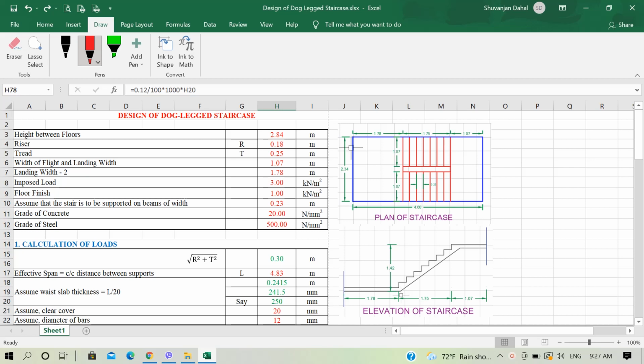Today we will look at the design of a staircase in an Excel sheet, and I have prepared this Excel sheet only for the purpose of making this video lecture, and this is not an Excel sheet with all the shortcuts or formulas linked wherever necessary. This is just an Excel sheet that I have prepared for the purpose of this video only.